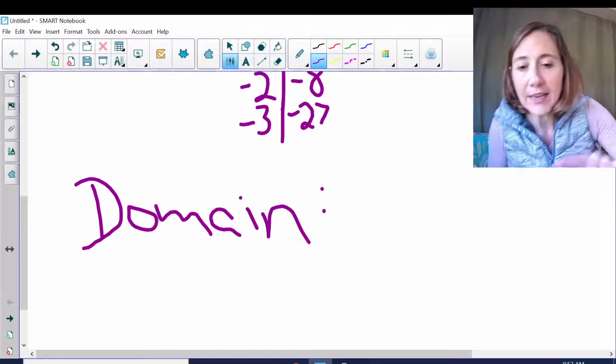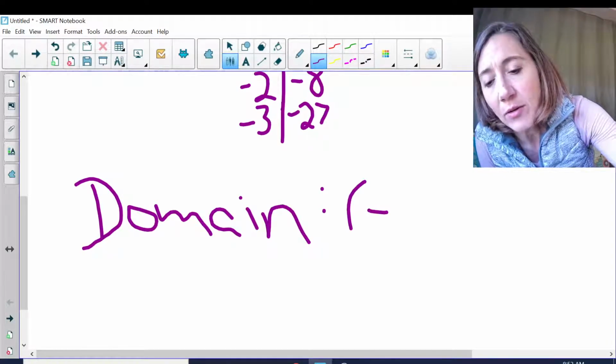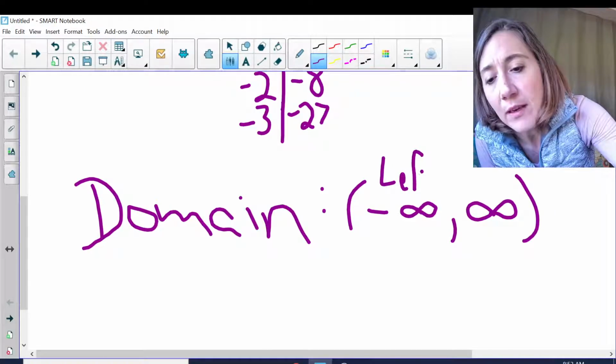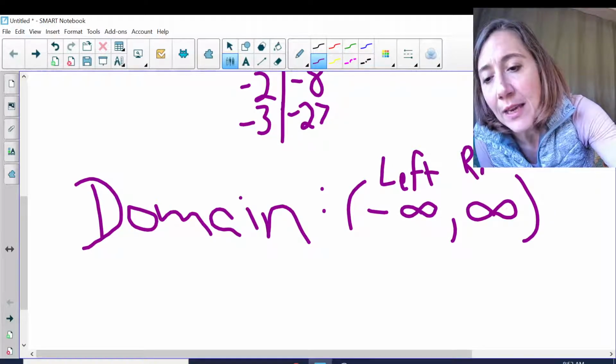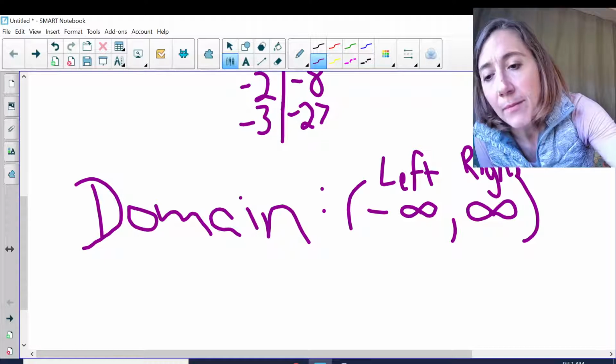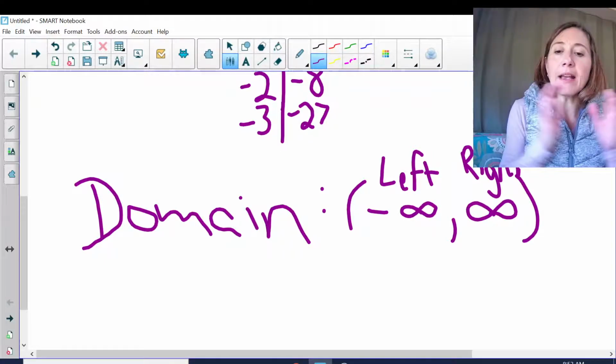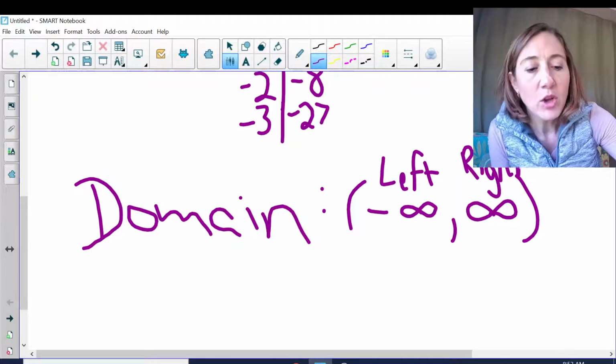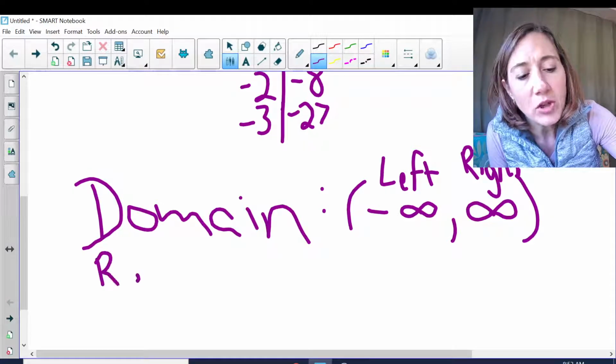-infinity to positive infinity. So I'm going to write that in interval notation here. Remember, when we do interval notation, we say how far to the left and how far to the right it goes. And we have the parentheses because you never actually get to -infinity or positive infinity. We keep going. So now what about the range on this?